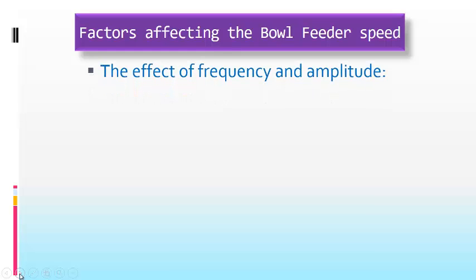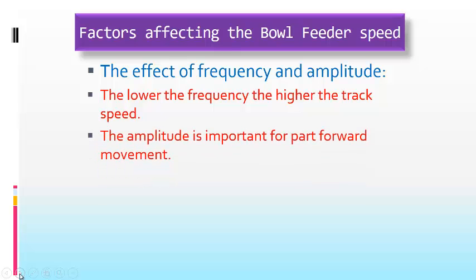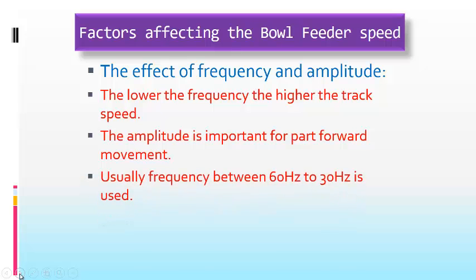The effect of frequency and amplitude: the lower the frequency, the higher the track speed. The amplitude is important for part forward movement. But if the amplitude is very high, the component will bounce on the ball and will fall down. Usually a frequency between 30 Hz and 60 Hz is used.